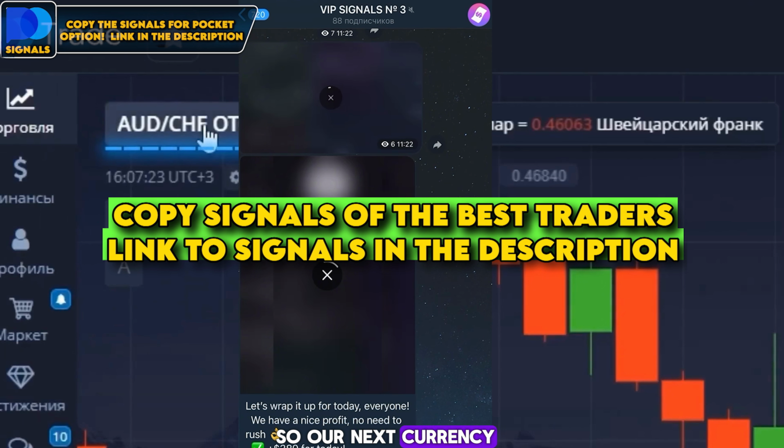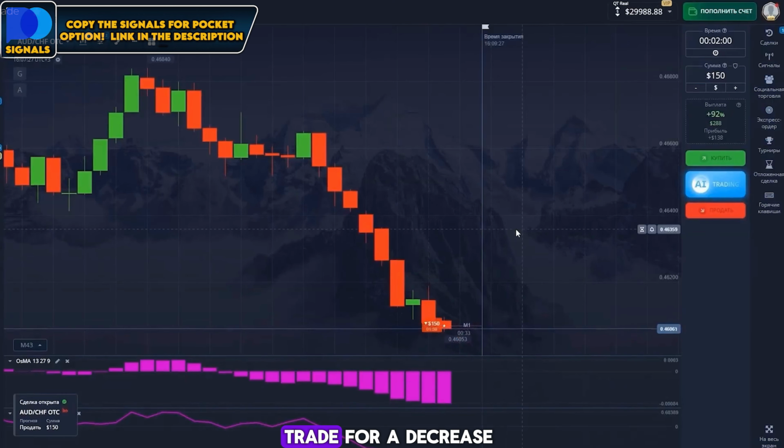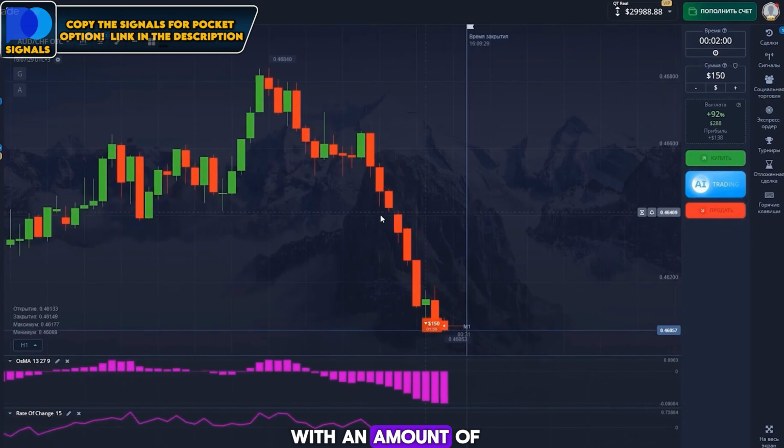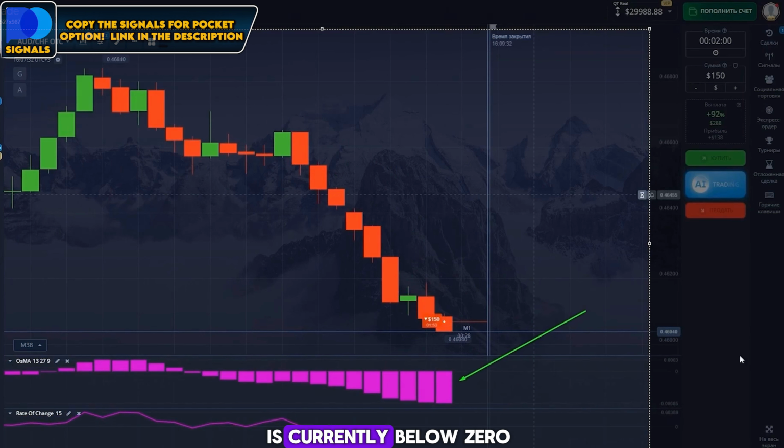So, our next currency pair is ARKFX OTC. Without much thought, I am taking a trade for a decrease for 2 minutes with an amount of $150, and we immediately move on to the analysis of this trade. What do we see here? We see the following. Our Osmo indicator, presented by the chart, is currently below 0.